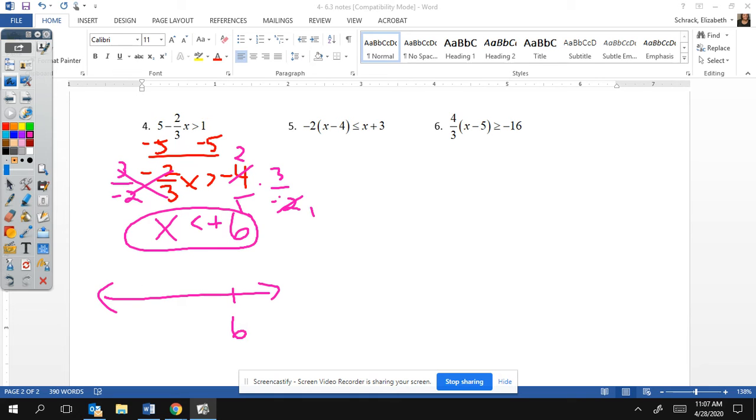Again, here is 6 on a number line. In comparison to 0, it's to the right. The less than symbol means it's going to be an open circle at positive 6. And my inequality symbol is going to match my arrow on my number line.